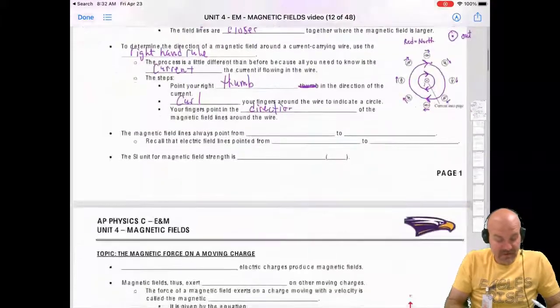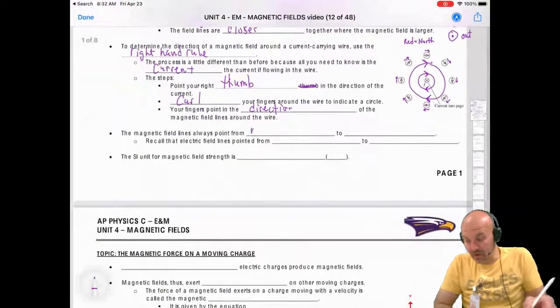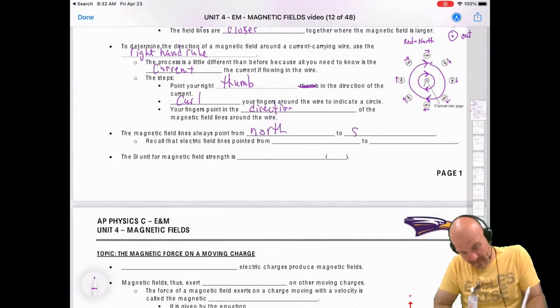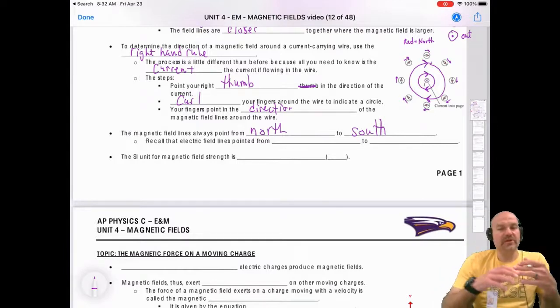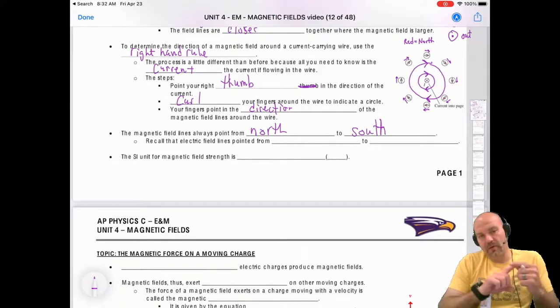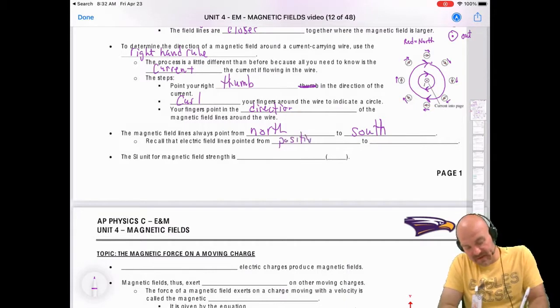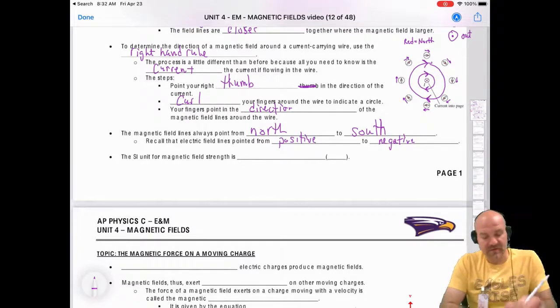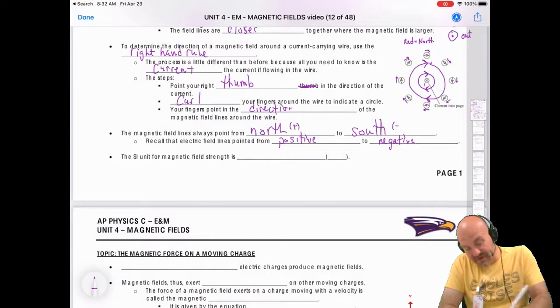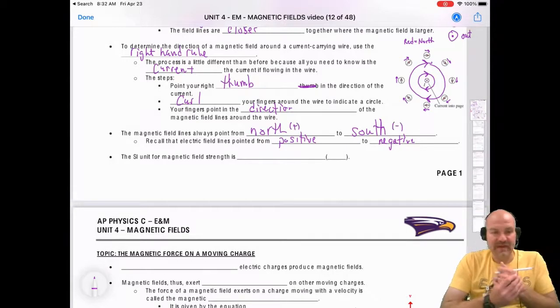Now, the magnetic field lines will always point from north to south. So anytime you draw a magnetic field line, you're pointing in the north to south direction. It's the same idea that electric field lines went positive to negative. So you can think of north as kind of the positive end and south as kind of the negative end.